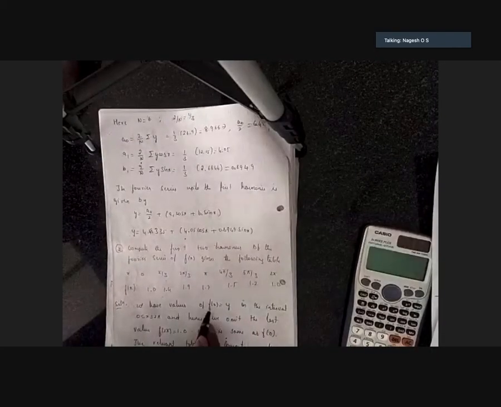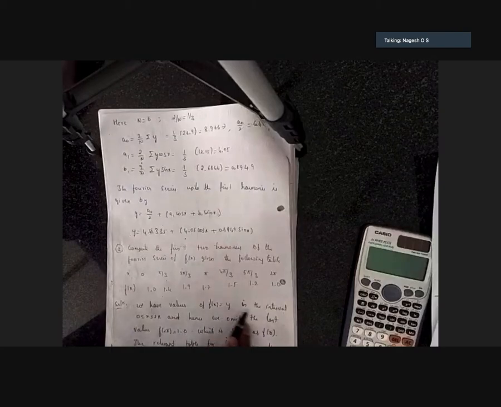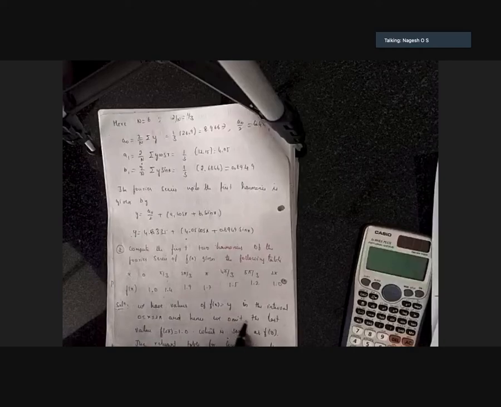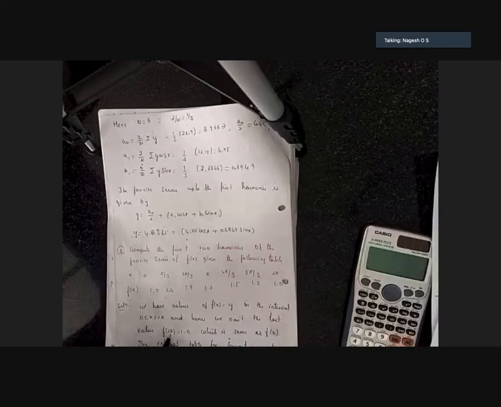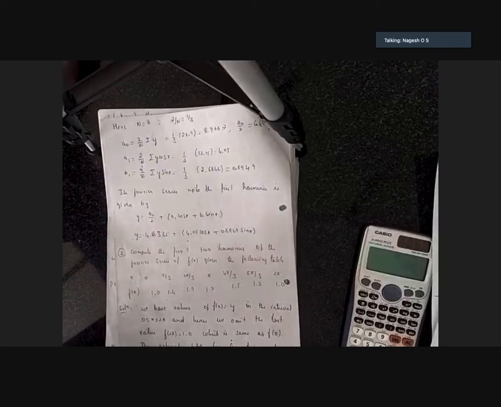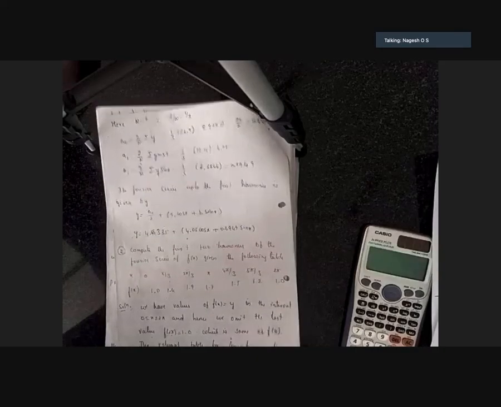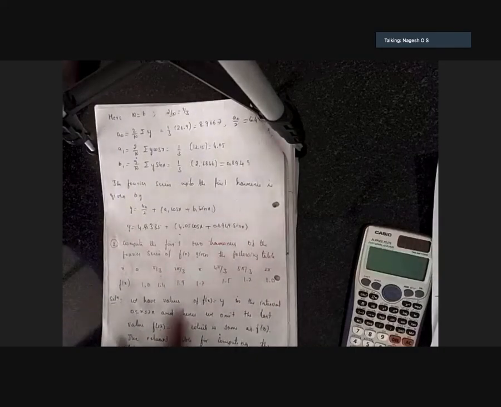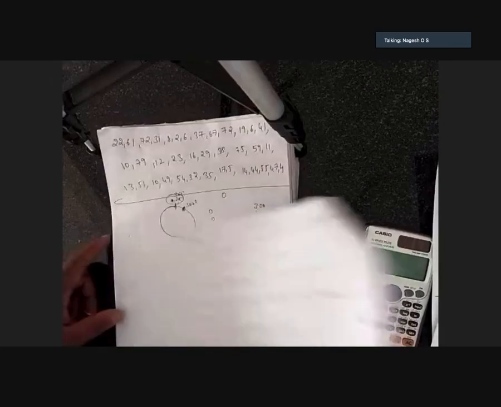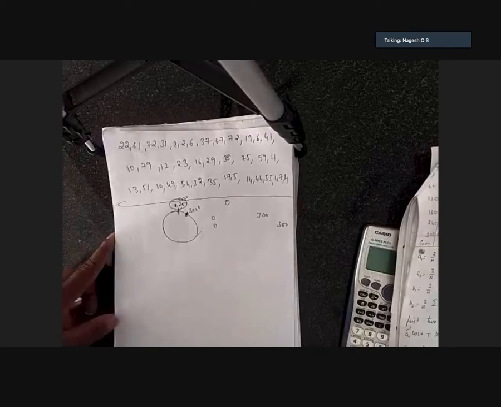We have values of f of x equal to y in the interval 0 to 2 pi, and hence we omit the last value f of 2 pi equal to 1.0, which is the same as f of 0. The relevant table for computing the first two harmonics is as follows. First two harmonics we need to calculate.